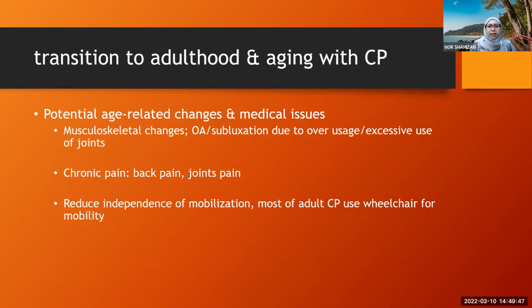What are the issues when the CP child transits into adulthood or ages with CP? Potential age-related changes and medical issues with CP are musculoskeletal changes such as osteoarthritis, subluxation due to excessive use of joints, issues with chronic pain, back pain, joint pain, and reduced independence of mobilization. Most adult CP will use a wheelchair for mobility after some time, because of weight gain and increased functional demands.